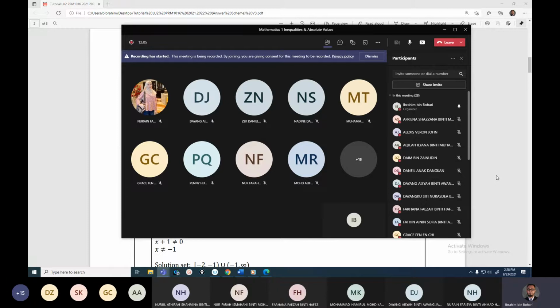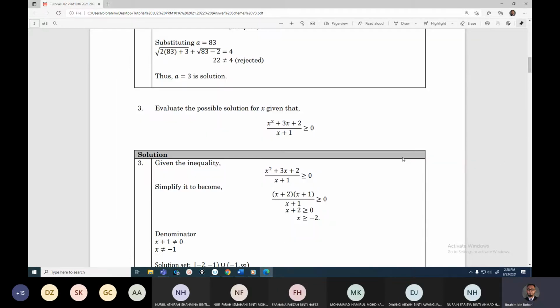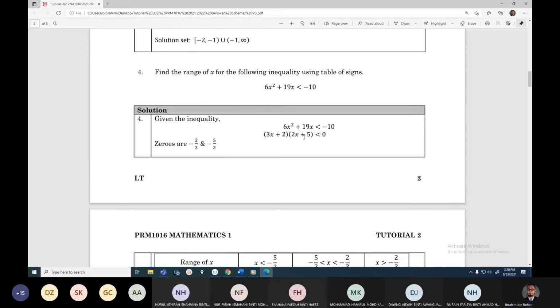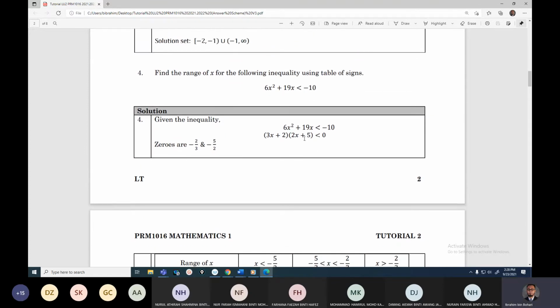LU2, Inequalities and Absolute Value Function. Questions 1, 2, and 3 later. Question 4: find the range of x using a table of signs.